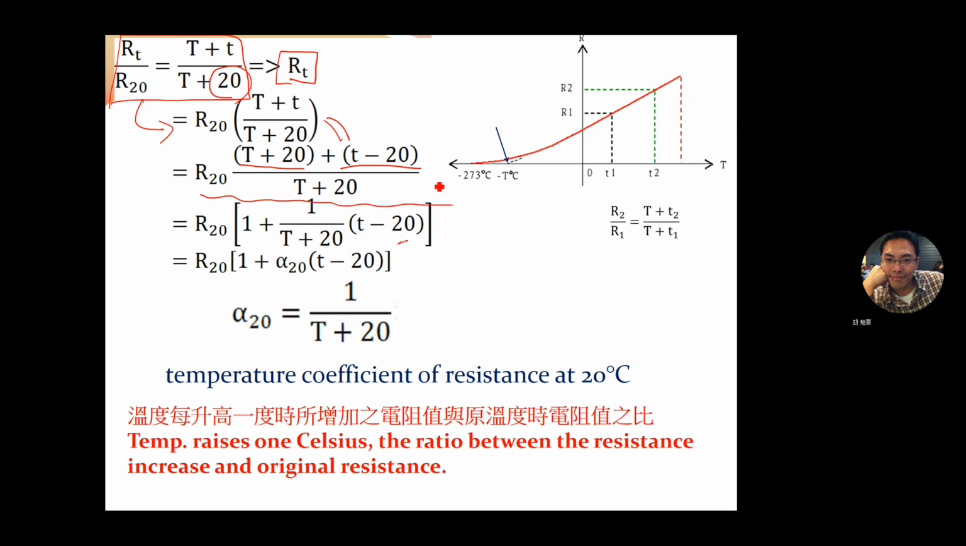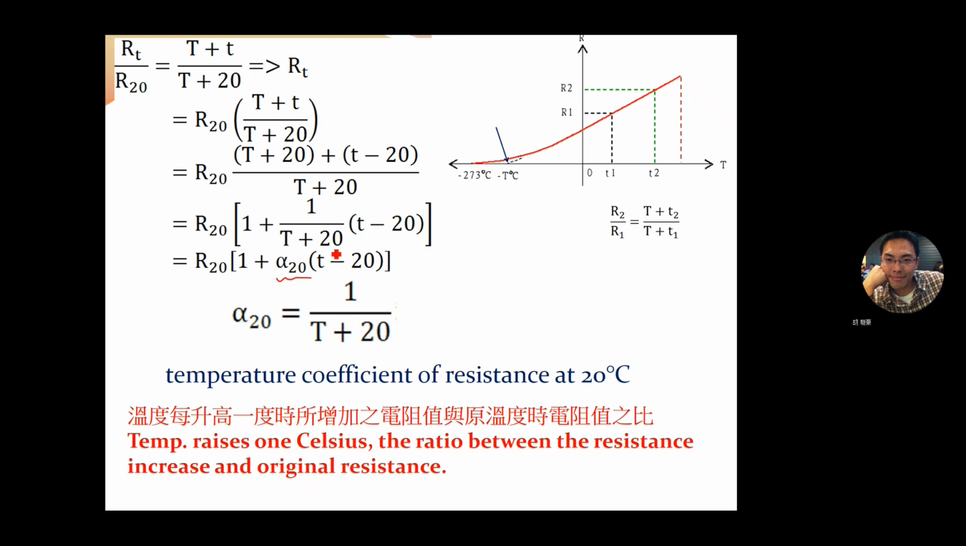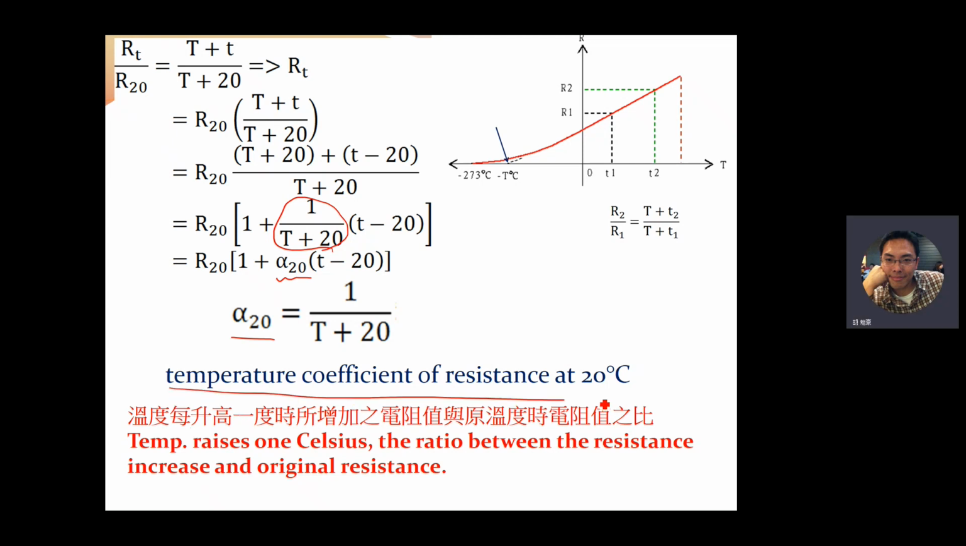Then we can rearrange this equation, and this term can be 1 here, and this term can be rearranged in this term. And therefore we define the constant alpha is this term. I just erase that off and it will be clearer. And we define alpha 20 equal to this term. What's the definition of alpha 20? It's the temperature coefficient of resistance at 20 Celsius.